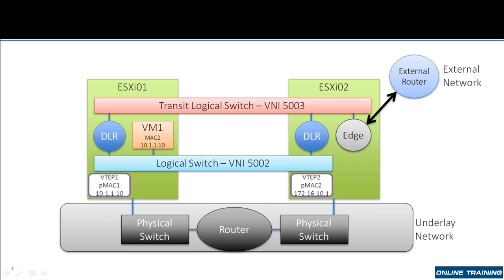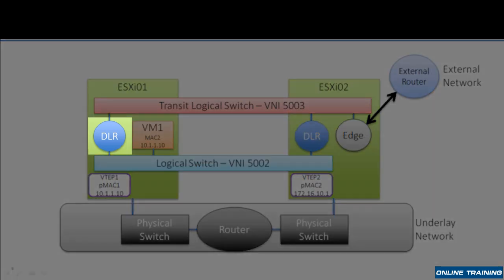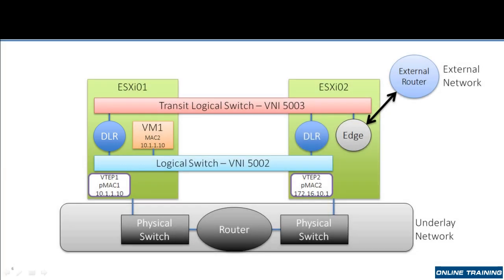So anyways, VM1 wants to get some traffic out to the internet. So it sends that traffic to its default gateway. And its default gateway is its router. And that's right inside the ESXi host. It's our distributed logical router. And the distributed logical router looks at the destination of that traffic and determines, hey, this traffic is actually bound for the internet. So what the distributed logical router does is it does what any router does.